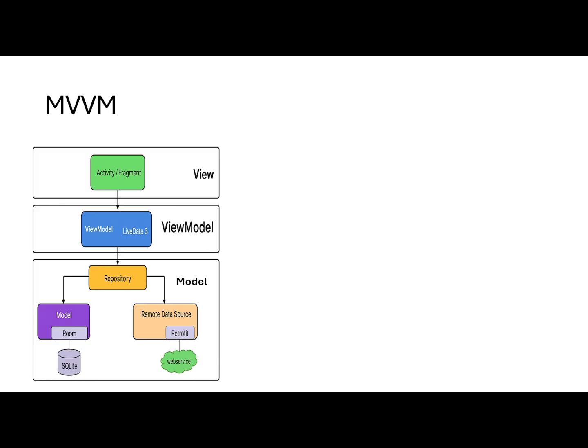Now let us see the advantage of MVVM pattern. So MVVM has all the advantages of MVP like scalable, testable and maintainable, but it has some extra advantages. ViewModel, as we discussed, is lifecycle aware. So ViewModel automatically clears resources when the view is destroyed. Less chance for memory leak. Also, ViewModel survives configuration changes, so the state values will be preserved.